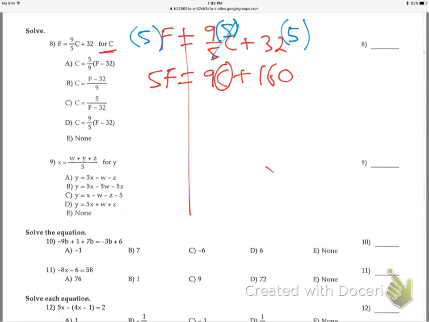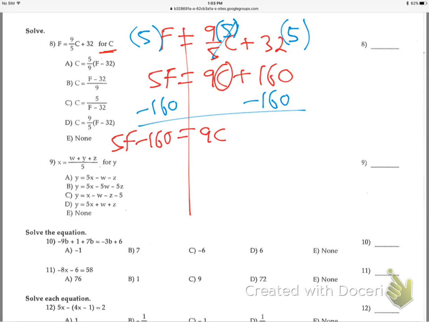Let's do the adding and subtracting first. Yeah, subtract the 160. We'll save the dividing for the end. And so then we get 5F minus 160 is 9C. Last step to get C alone. Divide by 9, divide by 9. Now, you look and you go, well, it's not there. It's none of the above.